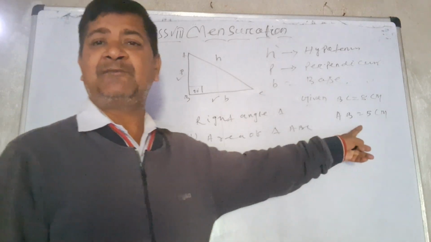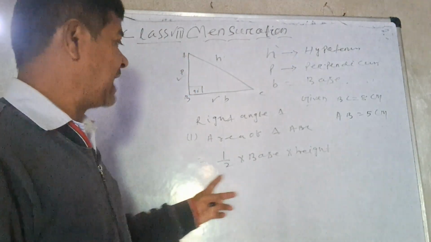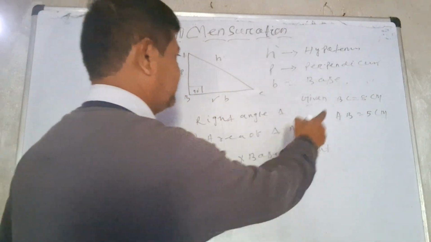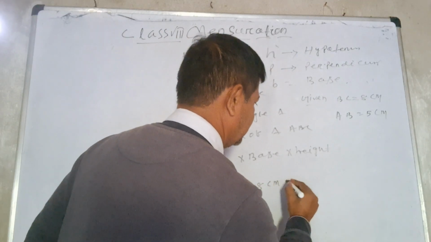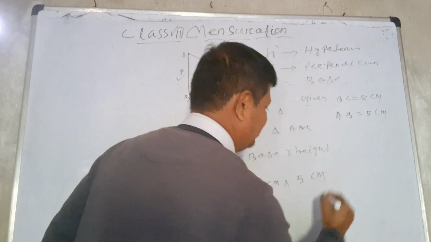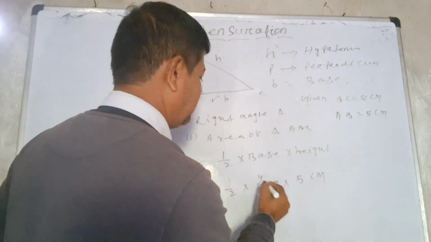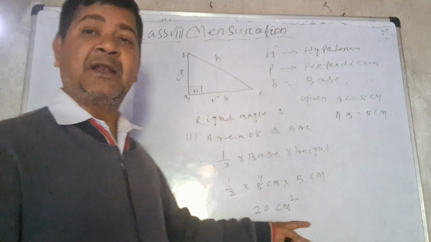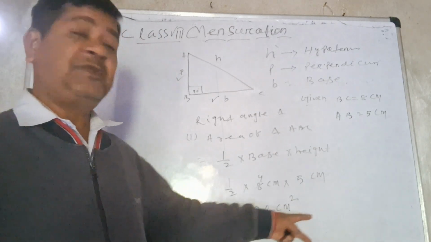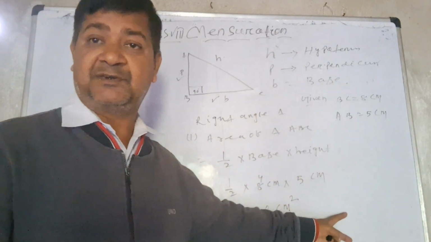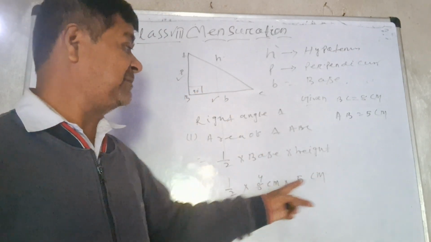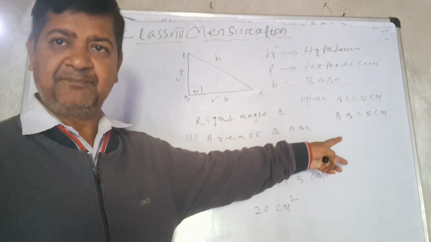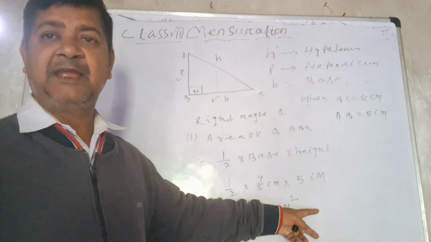Then we are going to find the area of this triangle, area of this polygon. Half base into height. Half into base 8 cm into height 5 cm. 2 cancels 4, 4 into 5 is 20 cm square. Write the area of the polygon in square units, cm into cm, cm square. If it is given in mm, then area will be mm square.